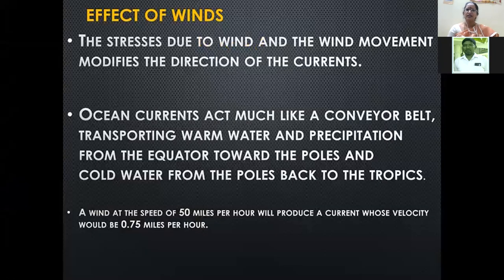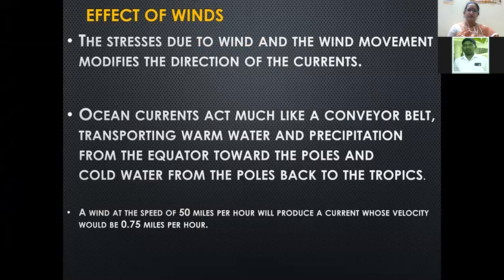Ocean currents act much like a conveyor belt. We know what a conveyor belt is. It is continuously moving, transporting the warm water and precipitation from the equator towards the poles and the cold water from the poles to the tropics, that is, the equatorial region. Just now we saw in that picture that the cool water comes, changes into warm and moves back. So it is a conveyor belt. It is a continuous process which is going on.